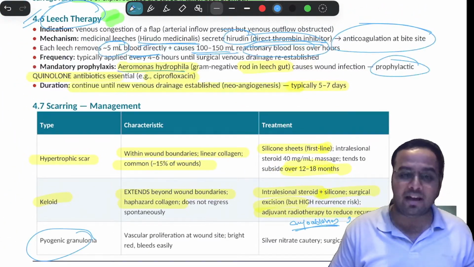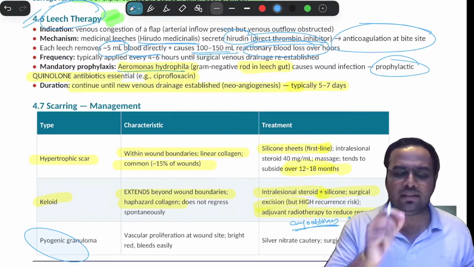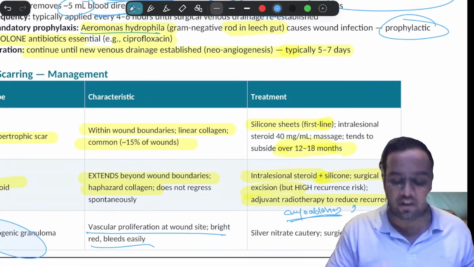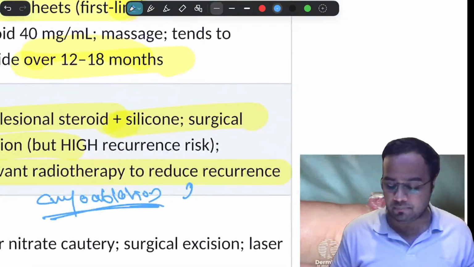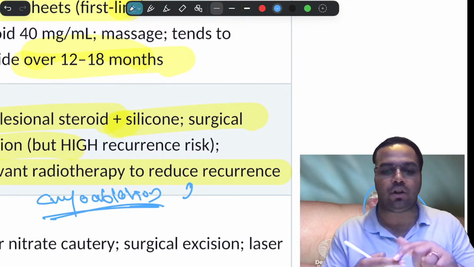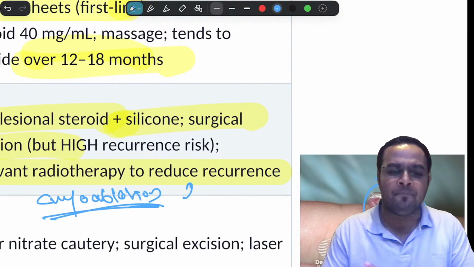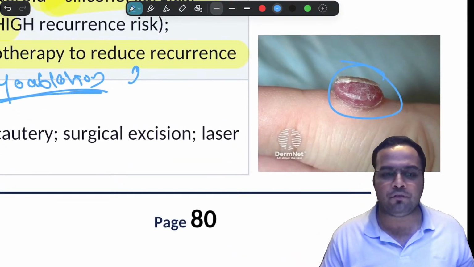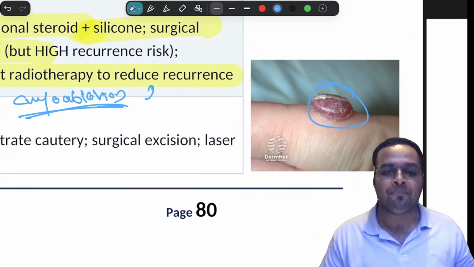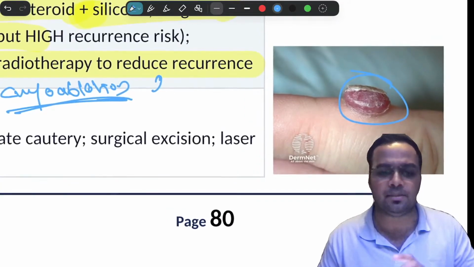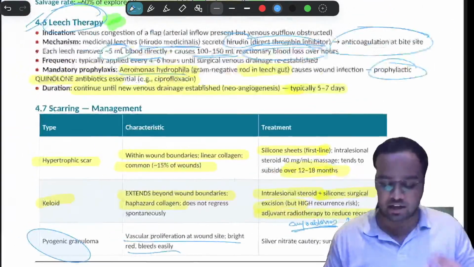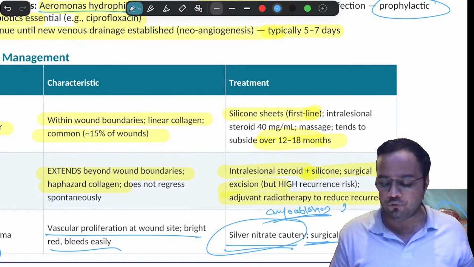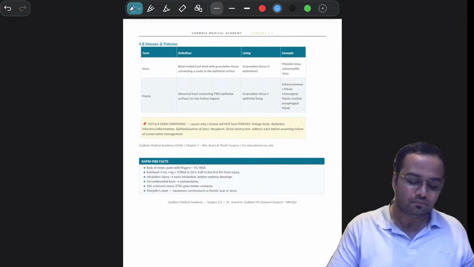A pyogenic granuloma is nothing but, whenever there is chronic irritation or some remnant suture material, there is vascular proliferation near the wound site which is going to bleed on touching. So whenever there is trauma to the finger or trauma anywhere, and some foreign body remains, because of that reaction to the foreign body, there is going to be development of a pyogenic granuloma. So pyogenic granuloma, it is a misnomer. It does not mean it is because of any bacteria. It is because of vascular proliferation, and here you are going to go for silver nitrate, that is a chemical cautery, or you can go for a surgical excision with the laser. What is a sinus?